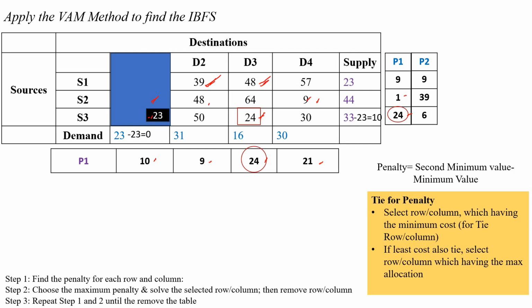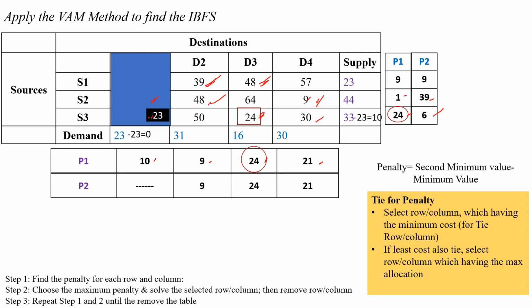In the S2 row, the minimum value is 9. The next to minimum value is 48. So the penalty is 39. In the S3 row, the minimum value is 24. The next to minimum value is 30. So the penalty is 6. Similarly, we have to calculate the penalty for the columns.